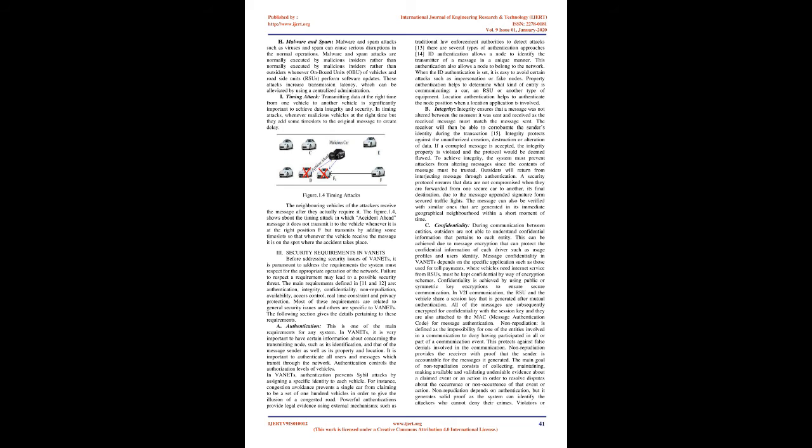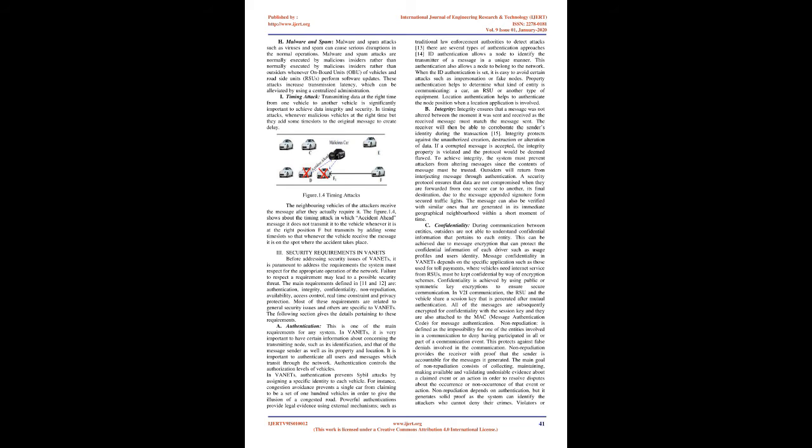Before addressing security issues of VANETs, it is paramount to address the requirements the system must respect for the appropriate operation of the network. Failure to respect a requirement may lead to a possible security threat. The main requirements defined in [11] and [12] are: authentication, integrity, confidentiality, non-repudiation, availability, access control, real-time constraint and privacy protection. Most of these requirements are related to general security issues and others are specific to VANETs. The following section gives the details pertaining to these requirements.